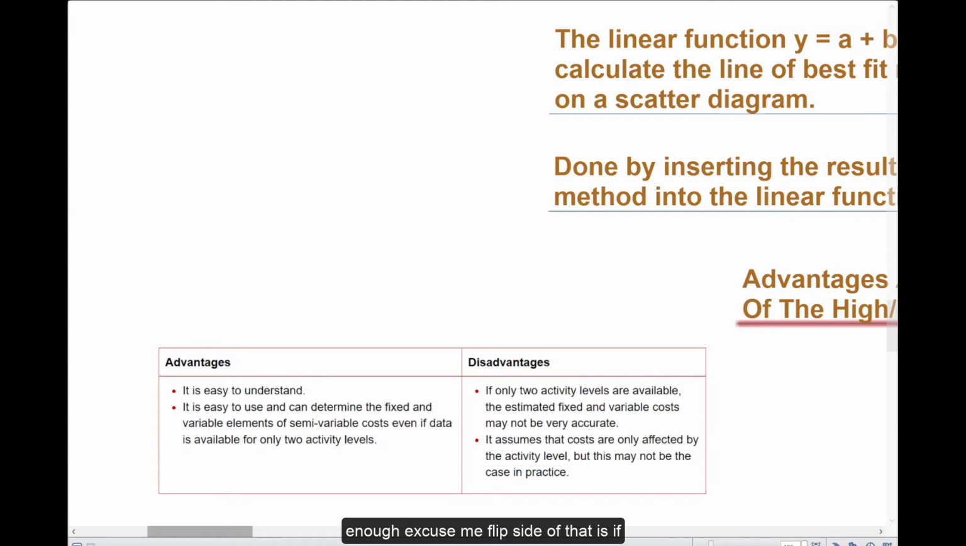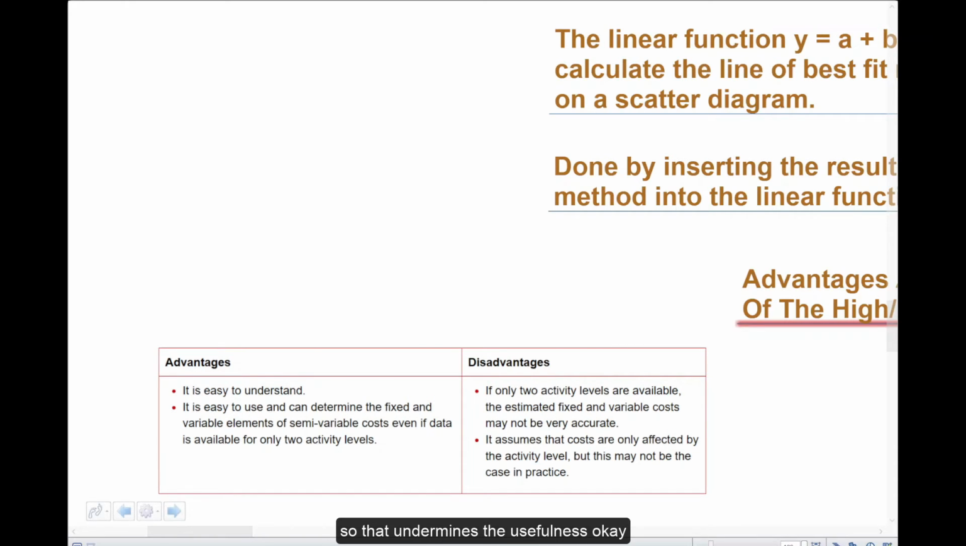The flip side of that is if we don't have multiple activity levels, we may not get figures that are bulletproof. We'll get figures, yes, but we may not get bulletproof or very, very accurate figures. Outside of that, second key point here, it may well be that costs overall are affected by other areas, not just the activity or other things. So that undermines the usefulness.